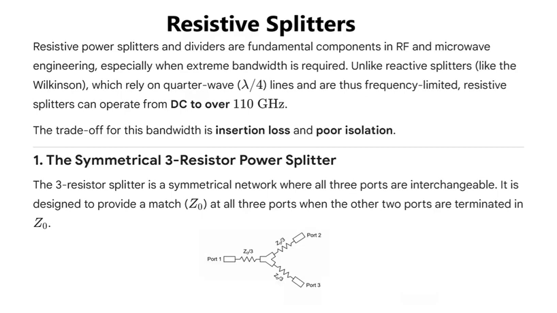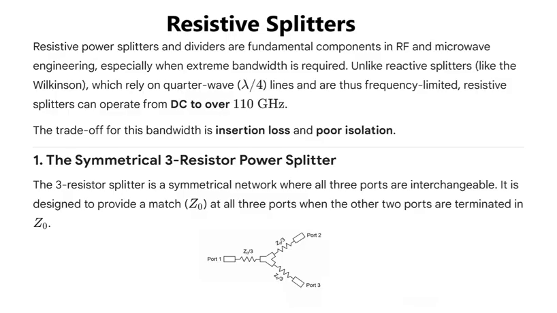Resistive power splitters and dividers are fundamental components in RF and microwave engineering, especially when extreme bandwidth is required. Unlike reactive splitters like the Wilkinson, which rely on quarter wave lines and are thus frequency limited, resistive splitters can operate from DC to over 110 GHz. The trade-off for this bandwidth is insertion loss and poor isolation.